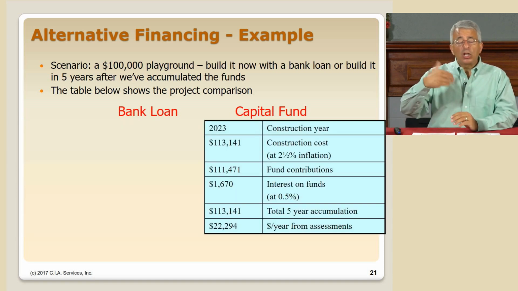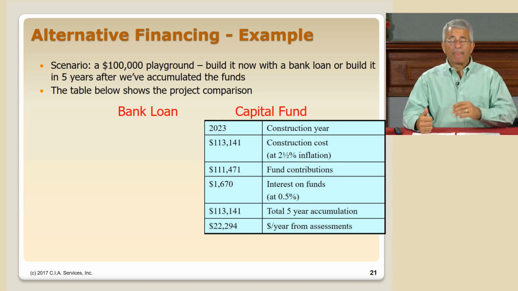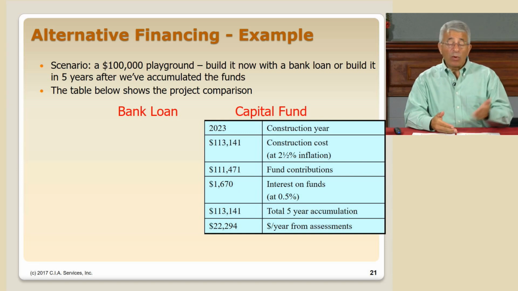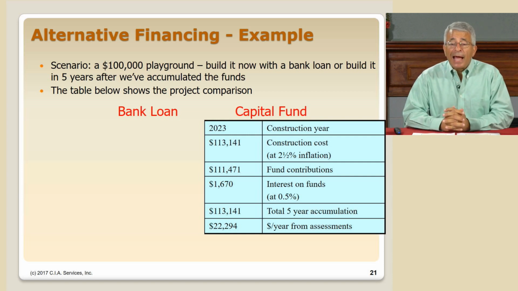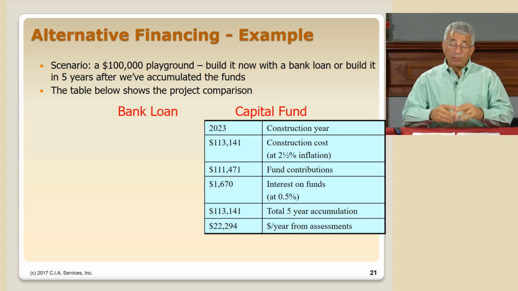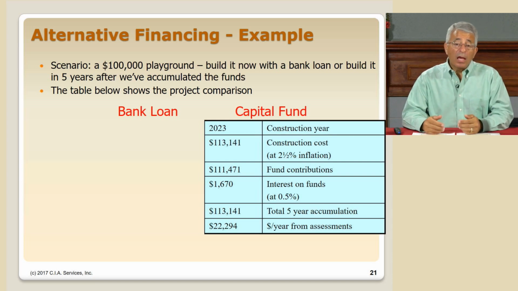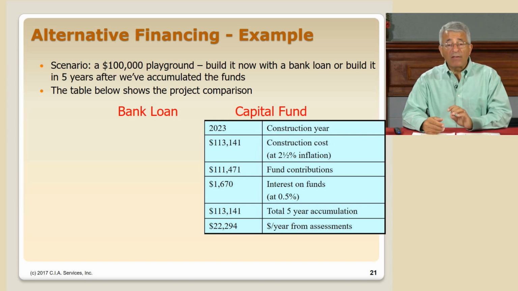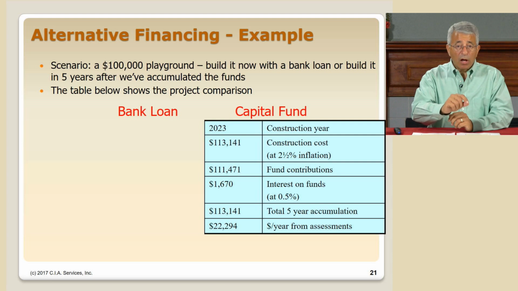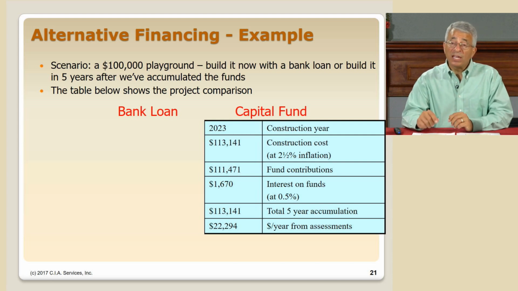Let's look at the accumulation scenario. So in the accumulation scenario, we can't build now. We'll build 5 years from now in 2023. Now, costs are going to go up. That $100,000 project is going to cost more in 5 years. If we assume inflation is going up by 2.5% in 5 years, that $100,000 project will cost $113,000. Stick with me for a moment.